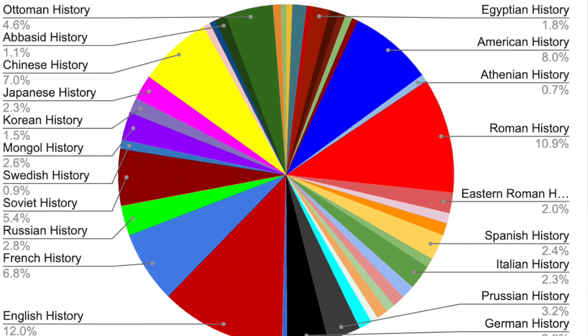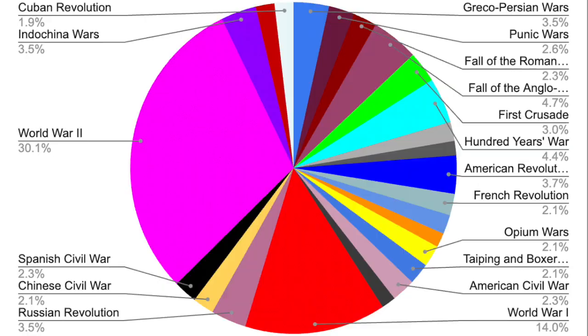Now, when it came to wars, I also made another chart for that because I thought it was quite fascinating. So what are the most popular wars to cover in the history space? Now, to no one's surprise, World War II was by far the largest, with a full 30% of the content I found covering World War II. Then just under half of that covers World War I at 14%.